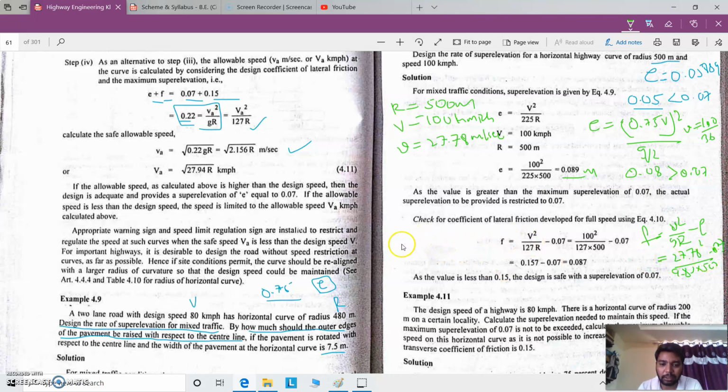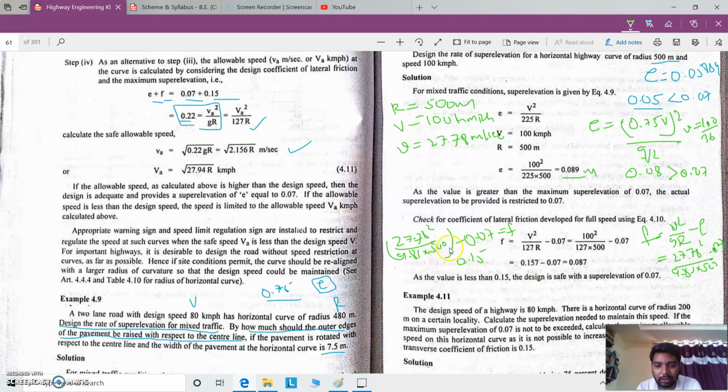right? So I will write here 27.78 whole square divided by 9.81 into 500 minus 0.07, that will give you the friction value. Once the friction value is less than 0.15, then provide the super elevation as 0.07. If the friction value is more than 0.15, we have to restrict the speed.